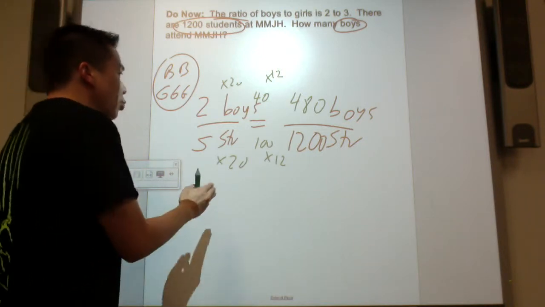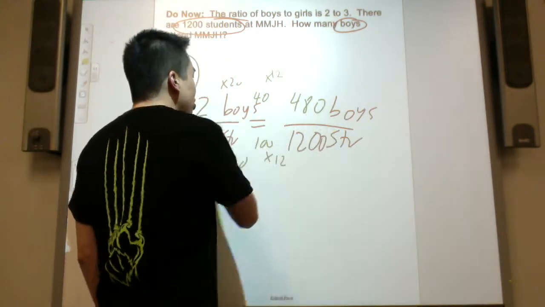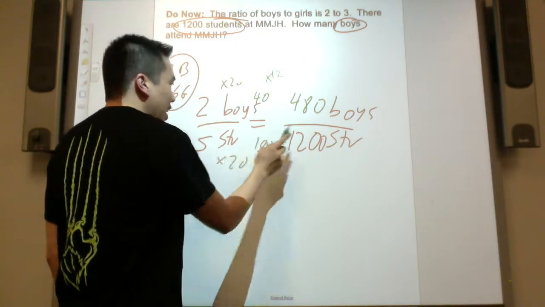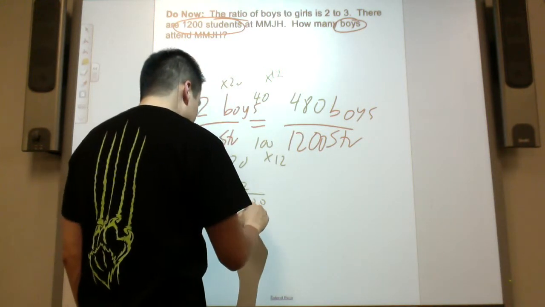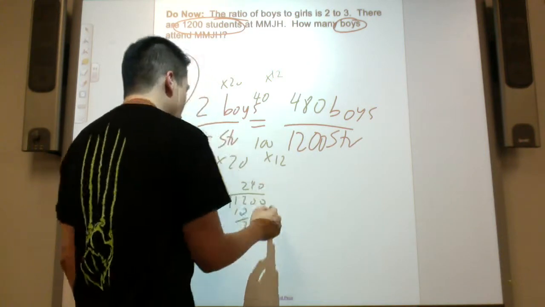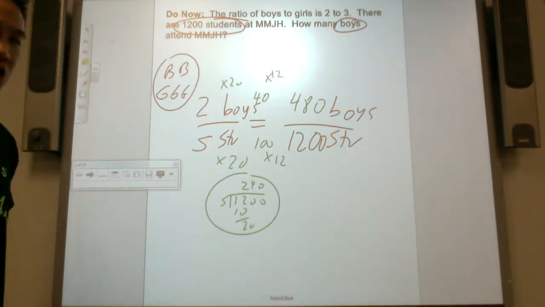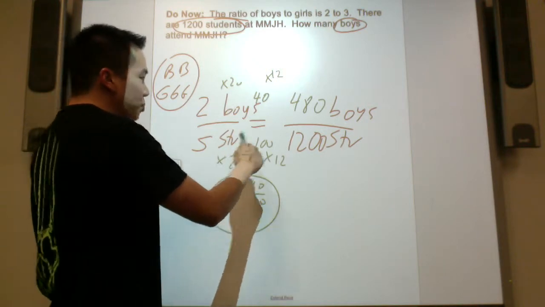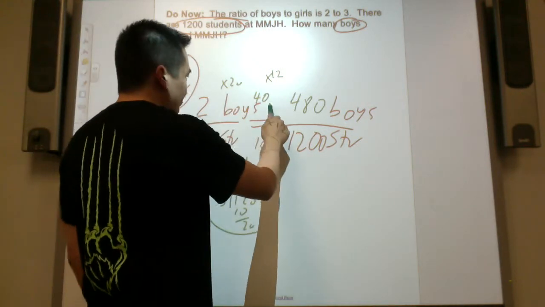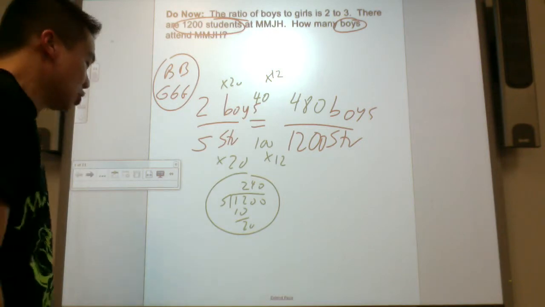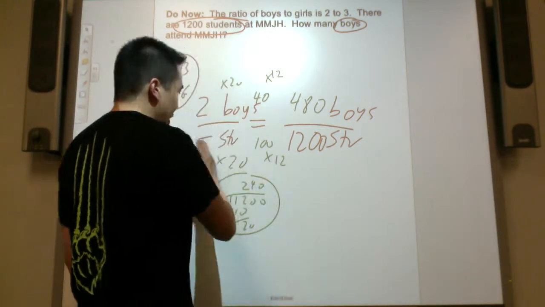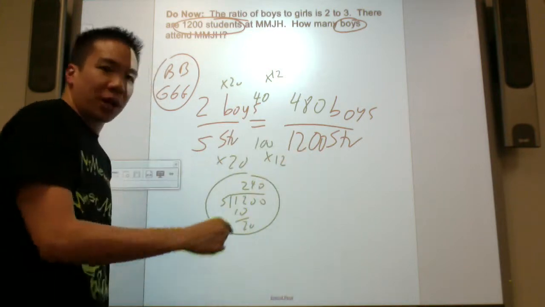But if you really want to do it in one shot, how many 5s go to 1,200? Let's see. It goes in 240 times. So you build it up by multiplying by 240. Eventually you get 480 boys out of 1,200 students. So many ways to do this. You can build it up slowly or build it up in one shot.